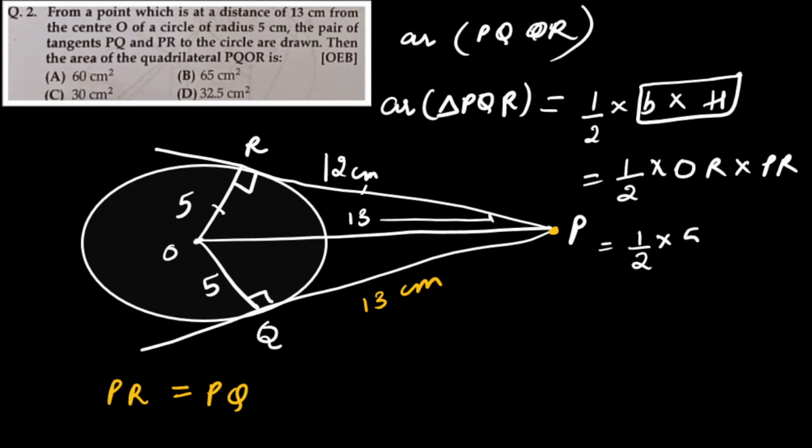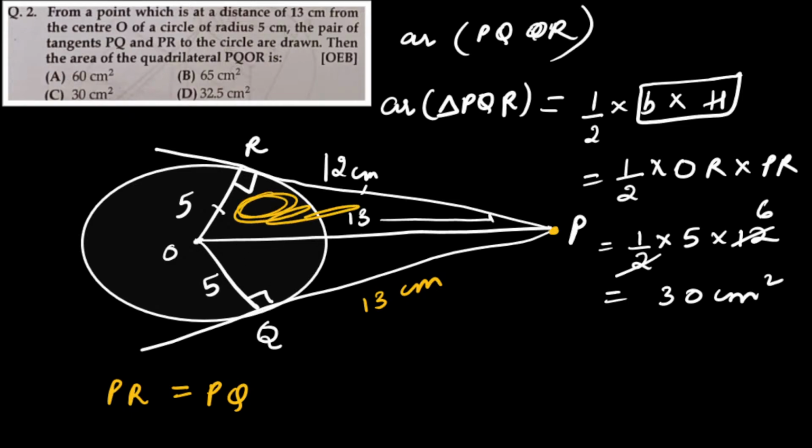So half into 5 into 12. Then here we can cancel. So 5 into 6 is 30. So one triangle's area I am getting is 30 centimeters square. So area of this triangle is how much? 30 centimeters square. As the other triangle is also the same, the area of this one is also 30 centimeters square.